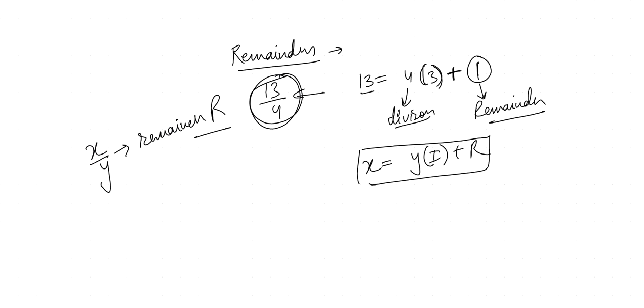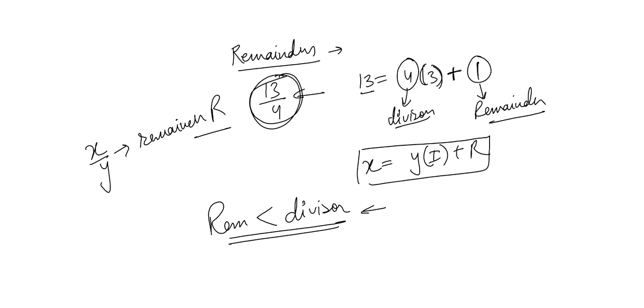Got it, everyone? And one more thing, remainder obviously has to be less than the divisor. By definition, remainder has to be less than the divisor. For example, if the divisor is 4, remainder can be 0, 1, 2, 3. It can't be anything more than 3. It has to be less than the divisor. Okay, got it, everyone?